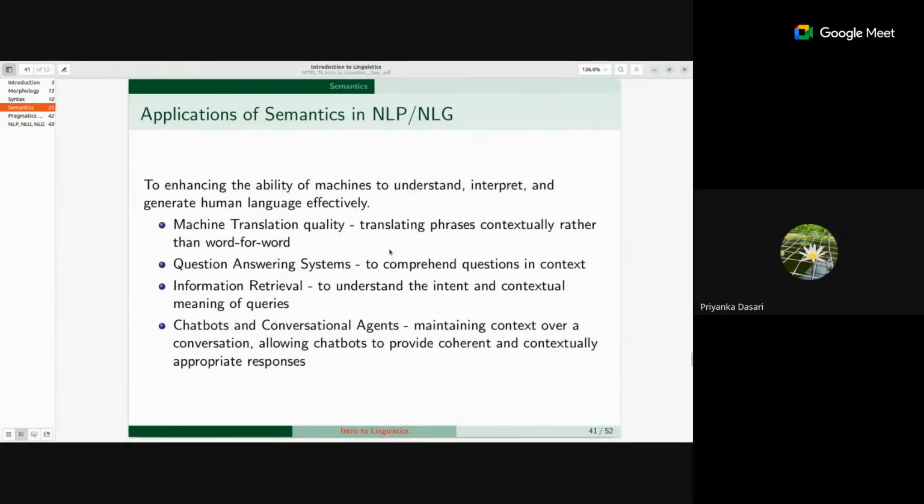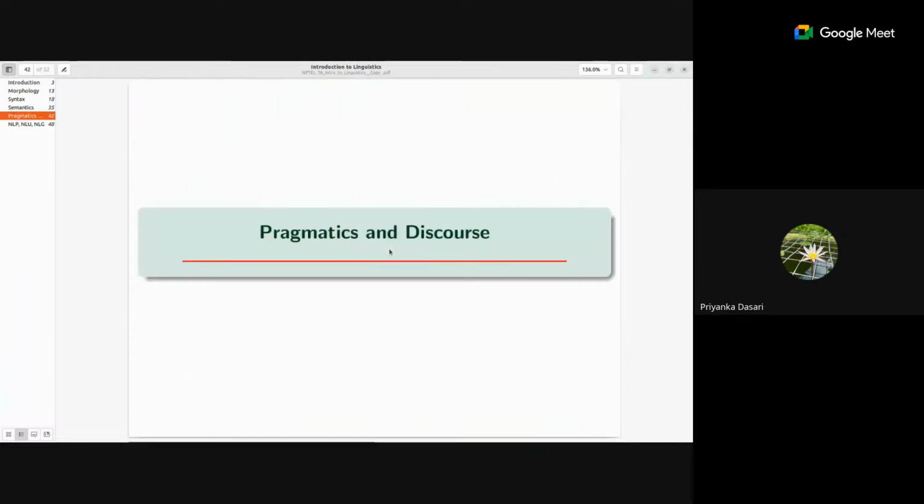Some applications here are machine translation quality, like translating phrases contextually rather than word to word, so semantics is more needed here. And in question answering systems to comprehend questions in context, in information retrieval we need this, and in chatbots and conversational agents we also need this semantic analysis.